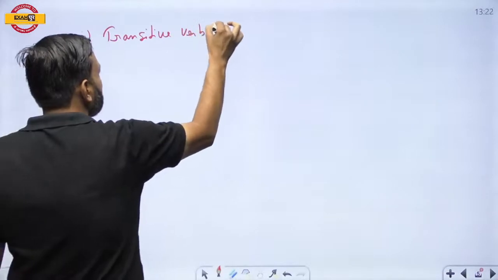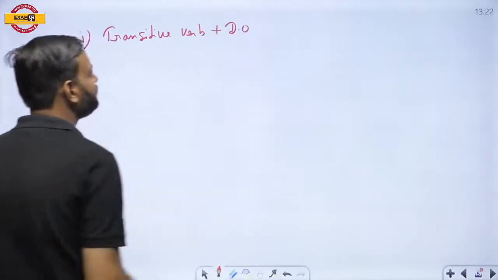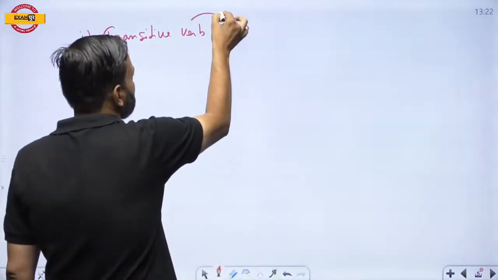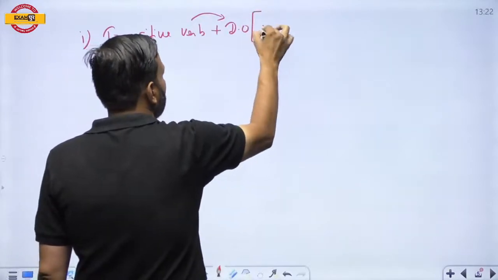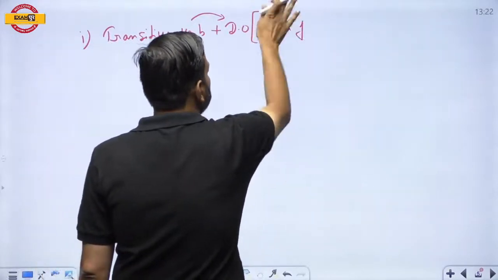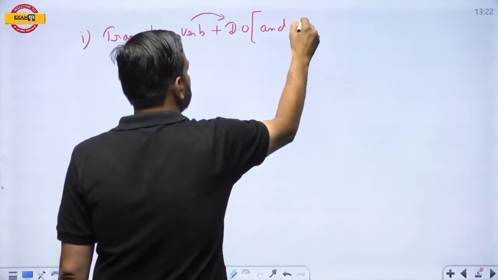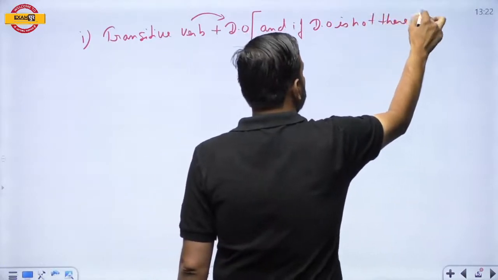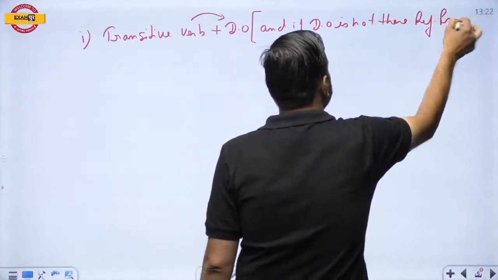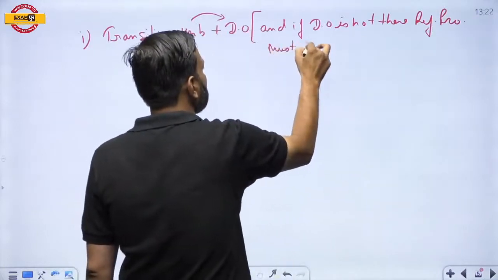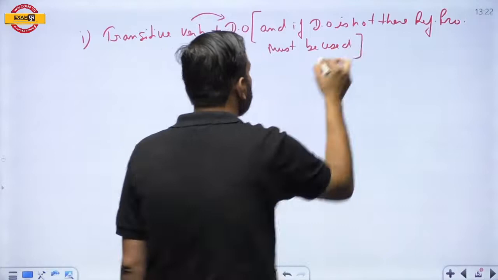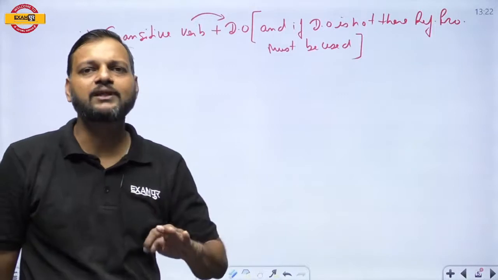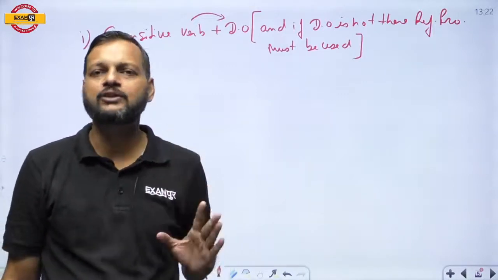A transitive verb is always followed by a direct object, right? And if the direct object is not there, a reflexive pronoun must be used in place of it.